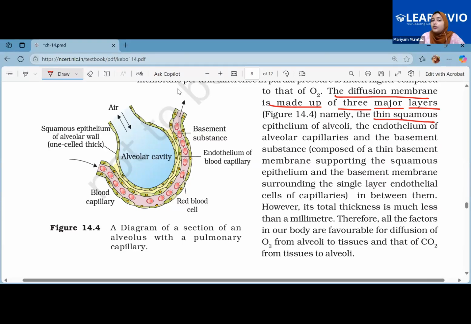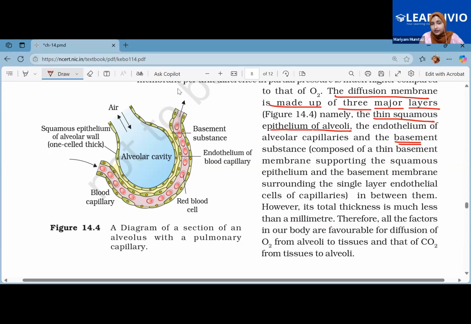Firstly, the thin squamous epithelium of the alveoli. Epithelium meaning the outermost layer of the alveoli, which is made up of squamous tissues. Then there is the endothelium of the alveolar capillary, meaning the capillary of the alveoli. And then in between them, there will be a cementing material, which is the basement membrane. It will support the epithelium and endothelium both.